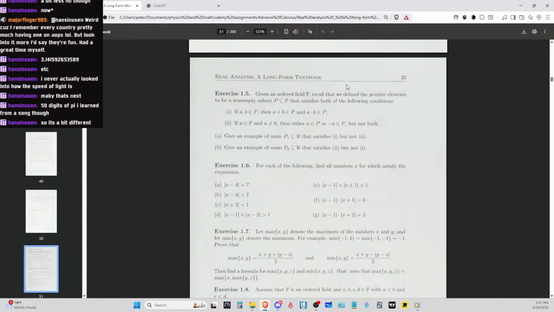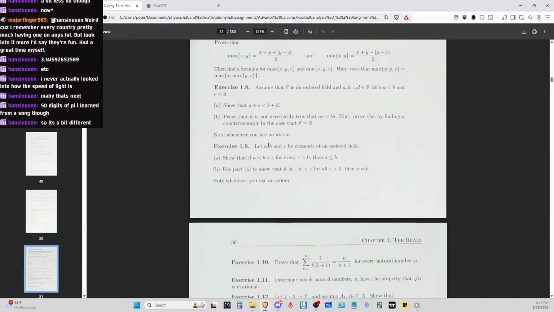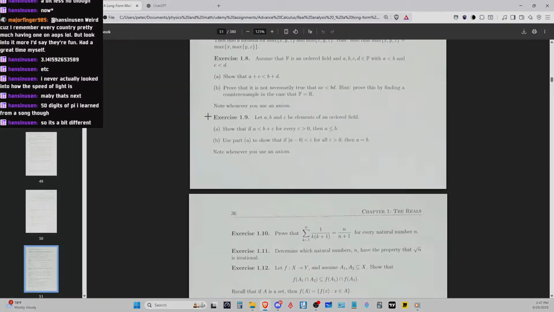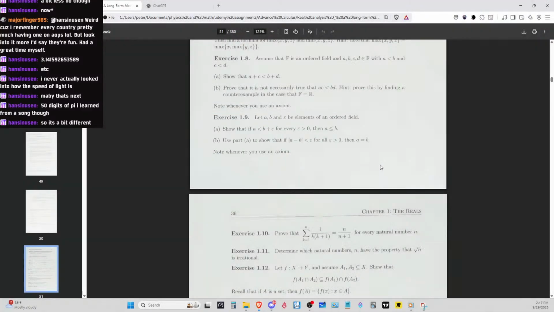So I think the next exercise we have to do is 9.1.9. So it's this one. Is there anything on the exercise here? Okay, and I think we have to do exercise 1.10.